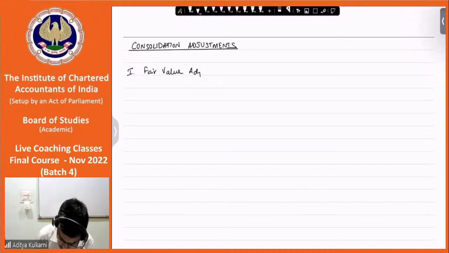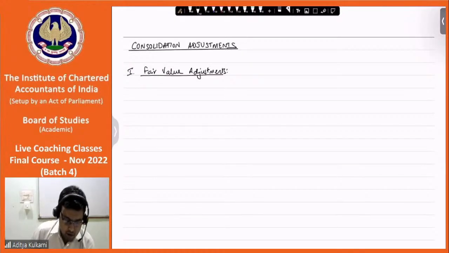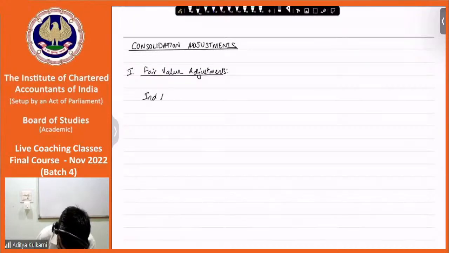Fair value adjustments. Okay. So when I talk about fair value adjustments, this is a very crucial one. This is an important one. So you can just note this down.